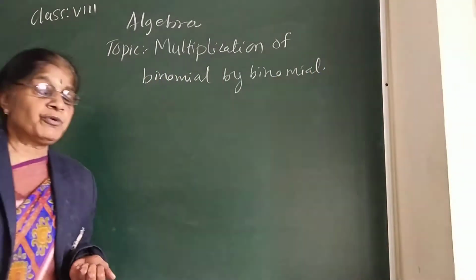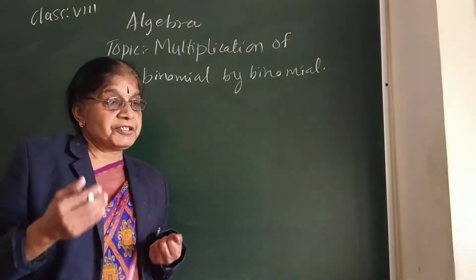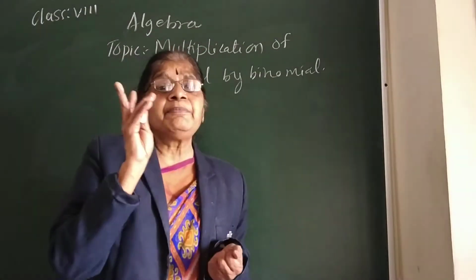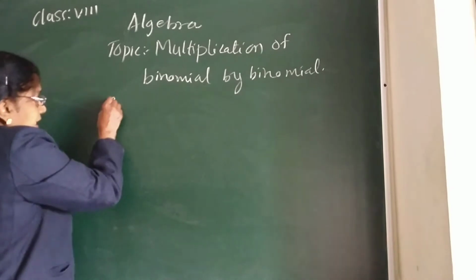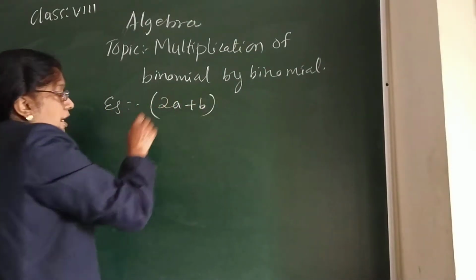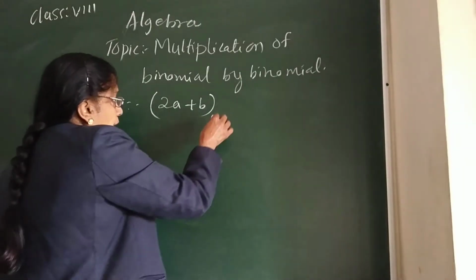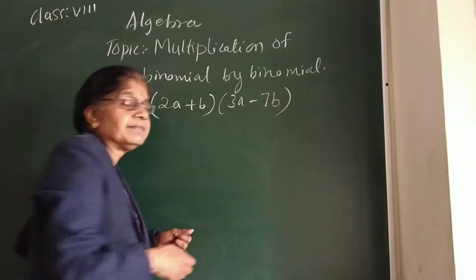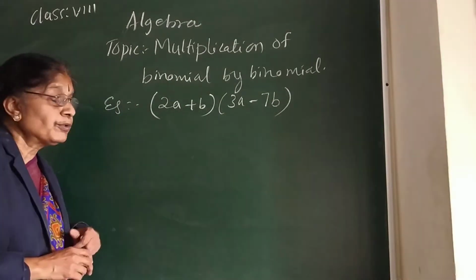What is a binomial? An algebraic expression having two terms where a plus or minus sign is in between the terms. Let us take one example for that. 2a plus b is one binomial. I am going to multiply it with 3a minus 7b. So what should I have to do?